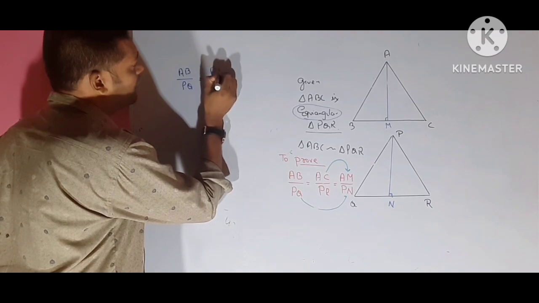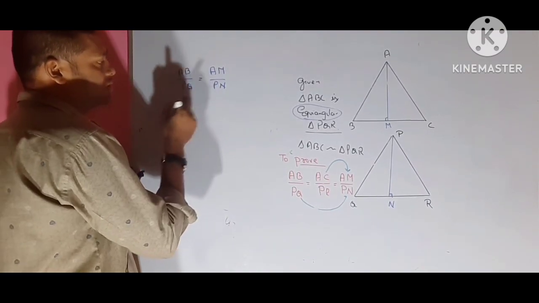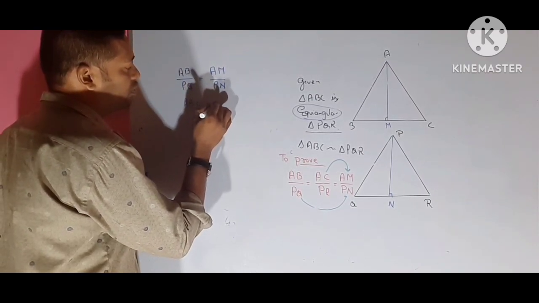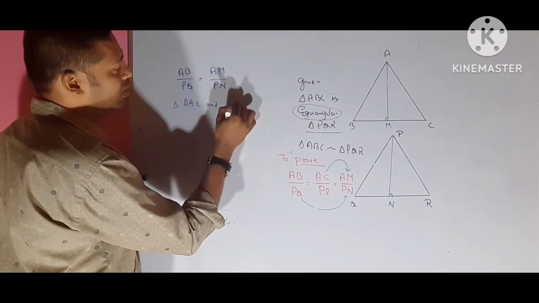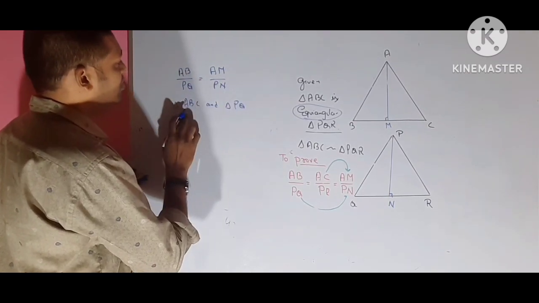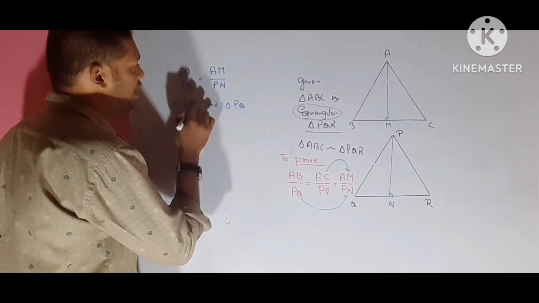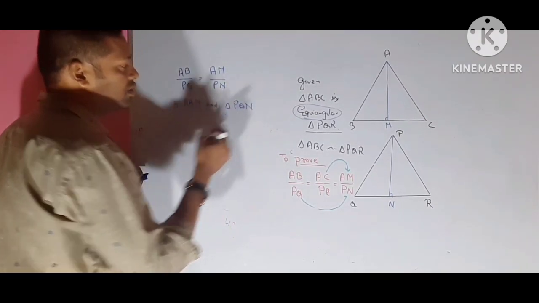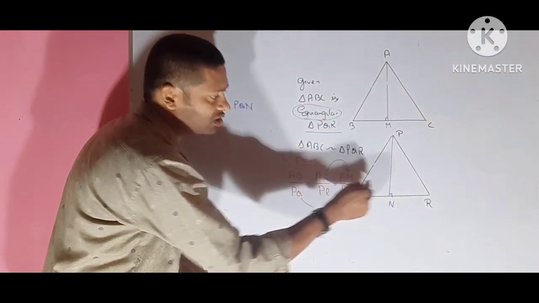Okay, so AM by PN. This one, na? So what is the name of the triangle? According to the figure, the triangle is ABC. And one more triangle is PQR. So ABC and PQR. AB is there, AB is there, AM is there. So ABM and PQN. These are the two triangles. We have to prove them similar, means this one and this one.